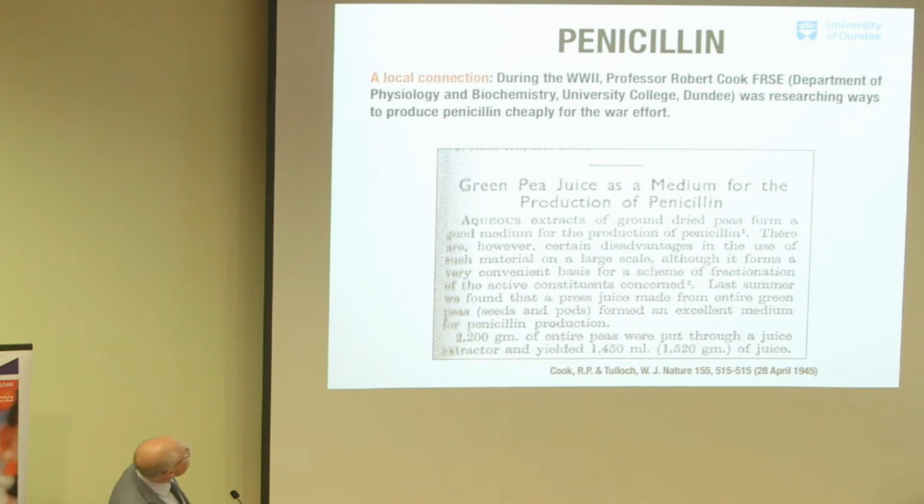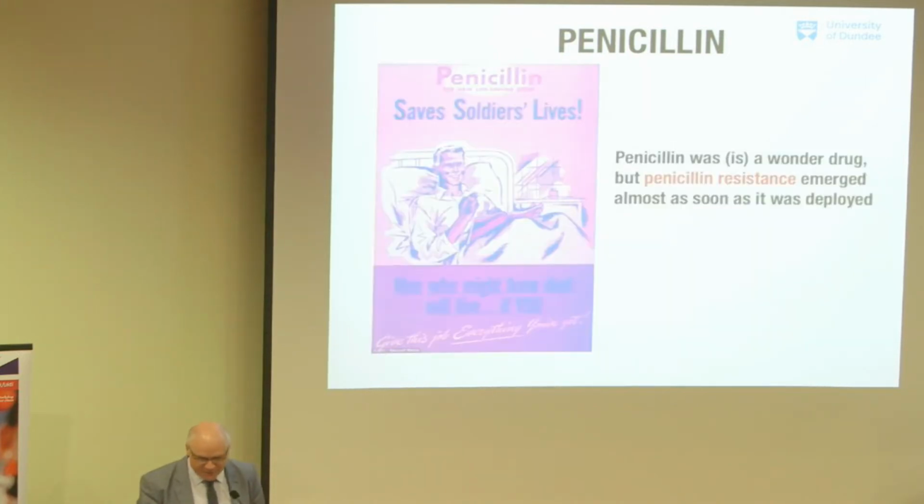And what Professor Cook discovered was that green pea juice is a fantastic medium for growing the penicillin fungus to produce penicillin. And as I say, it was published in Nature. Some of you here will know the value of publishing in that journal in April 1945. So back to penicillin. I said it is and kind of was a wonder drug.